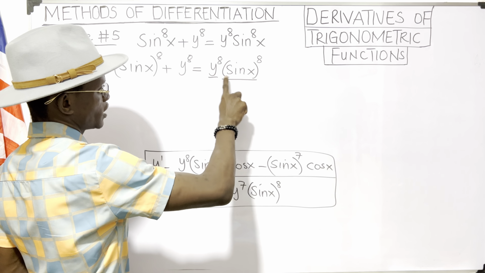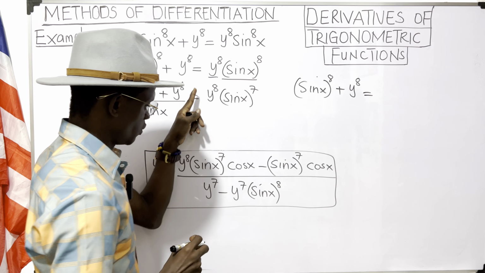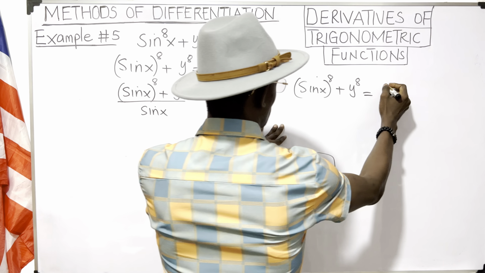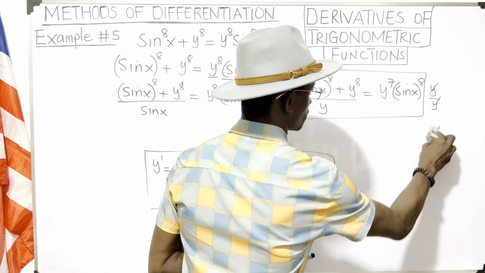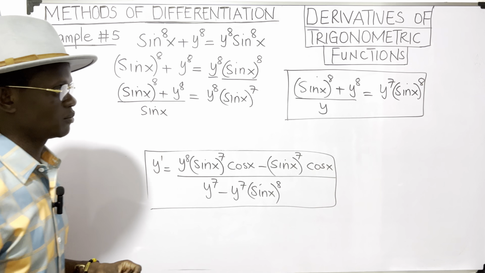So sine of x raised to the 8th power plus y raised to the 8th power. Now we want to get y to the 7th, so we say y to the 7th sine of x raised to the 8th power and then times y. So we can divide the y on both sides. It means this will just cancel. So we just have this expression. So that's exactly what we're going to have.